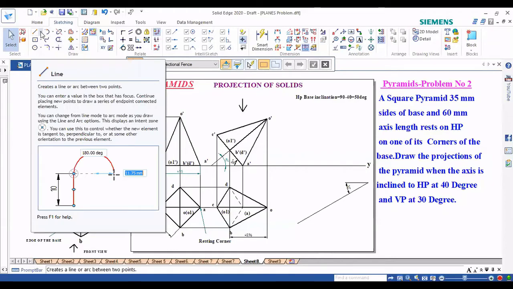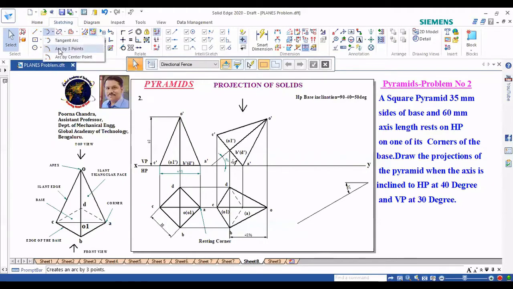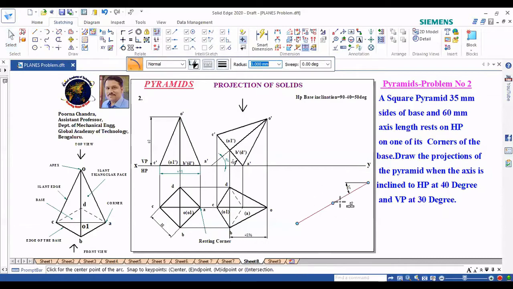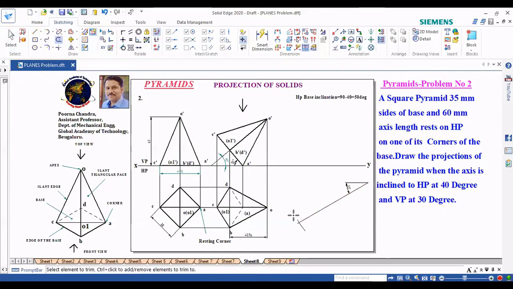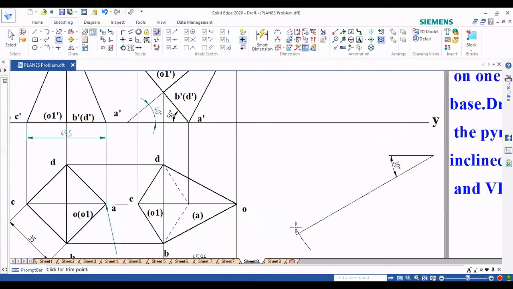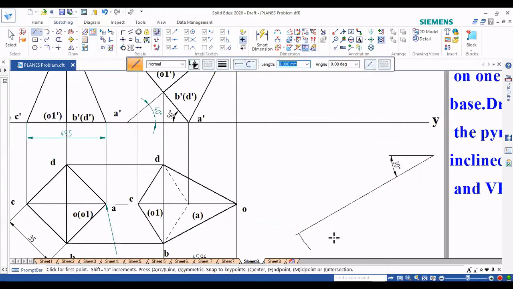So I will go for the center point arc method, arc by center point. We'll start from here. The point O will come here, and the length is 60. Type 60 as arc radius, enter, and cut the arc like this. Okay, so I have cut the arc here. Then I will trim one end of this. Then, in order to find the locus of point O, we shall draw a projection line here like this.